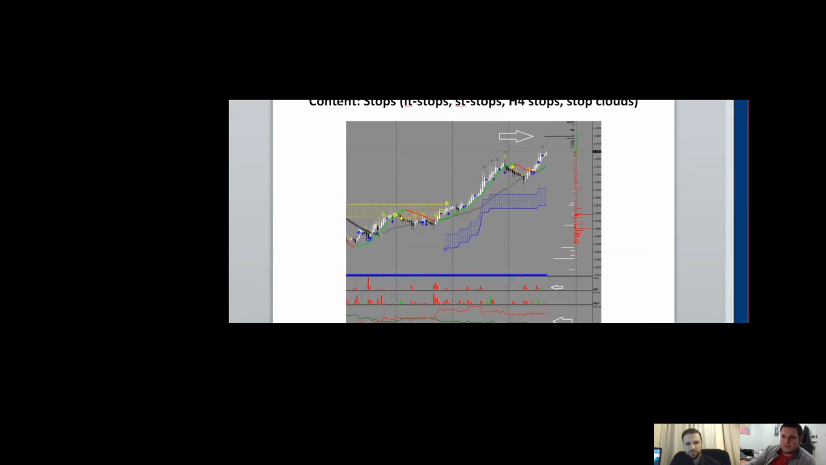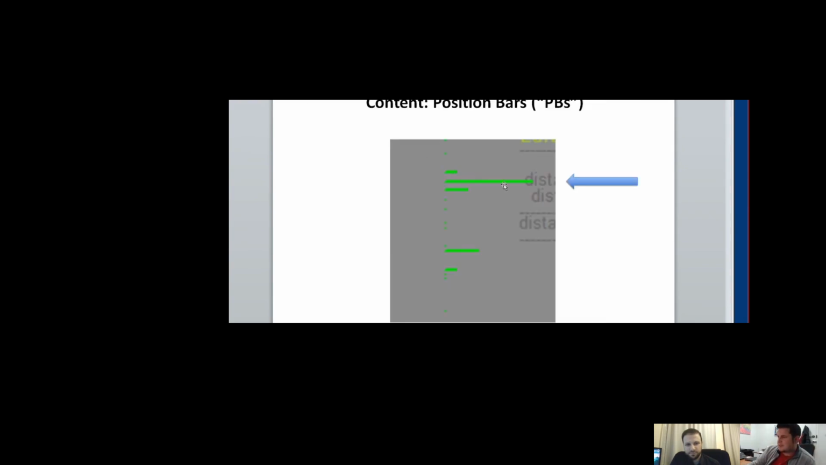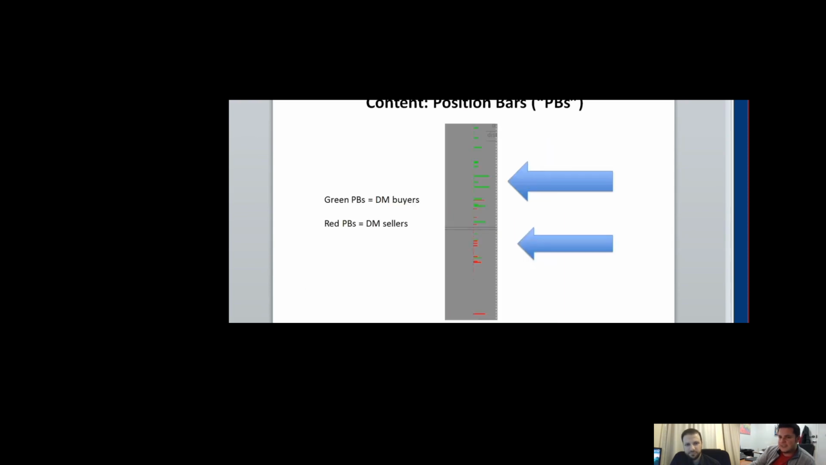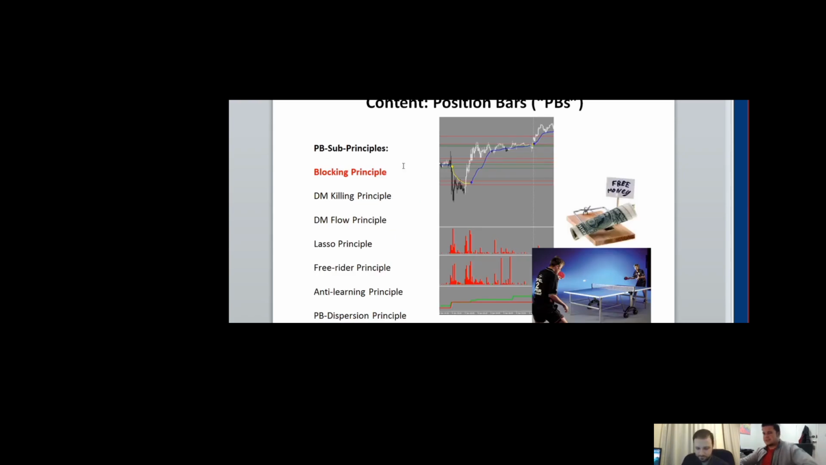So what I have here is loads of examples. Remember, these are the position bars. I call them position bars at the y-axis. You see the shorties and the longies. I should explain that. Remember, I call this the blocking principle. If there are position bars in the way of the price, let's say there are shorties below the price or longies above the price.